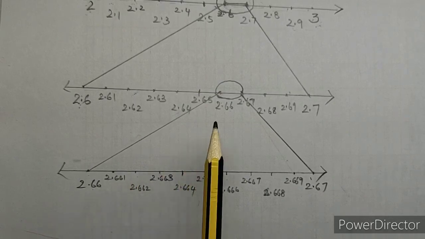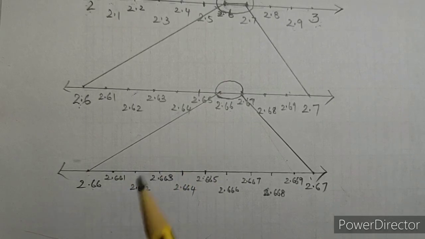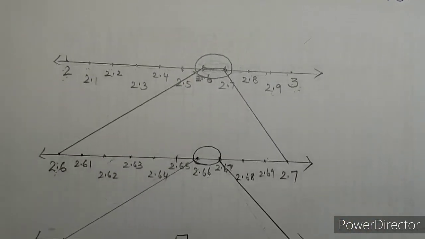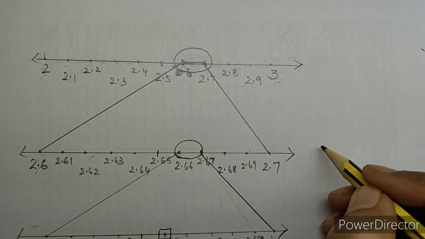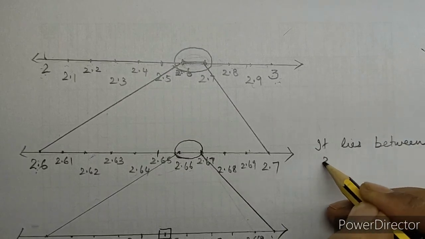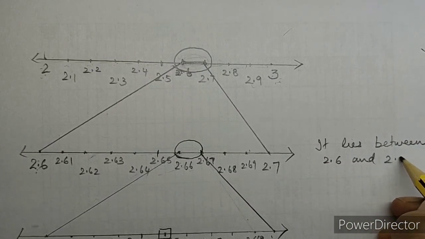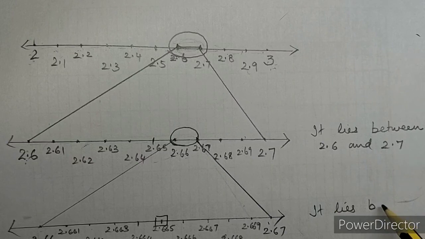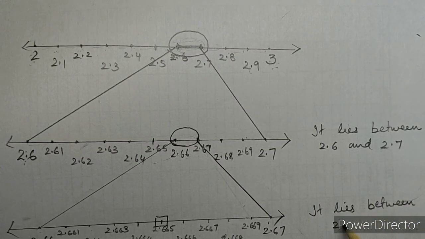Here, where does 2.665 lie? Clearly it is lying here. This is the position of 2.665 on the number line. When you draw the second number line, you have to write that the number lies between 2.6 and 2.7. Here you have to write that the number lies between 2.66 and 2.67.